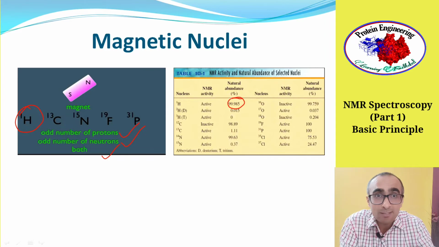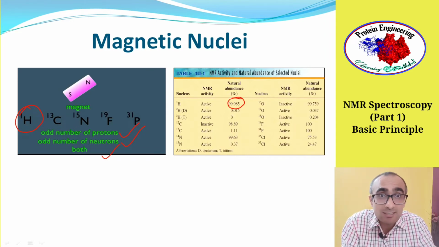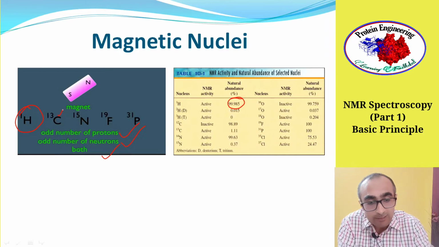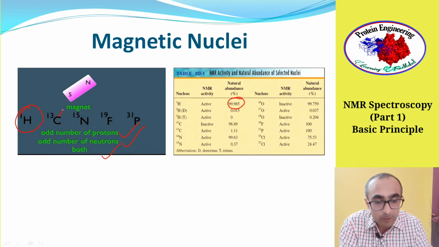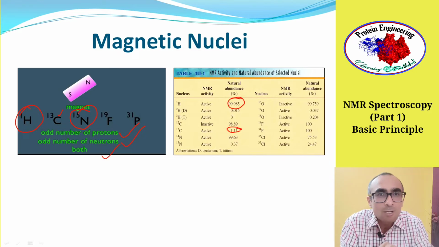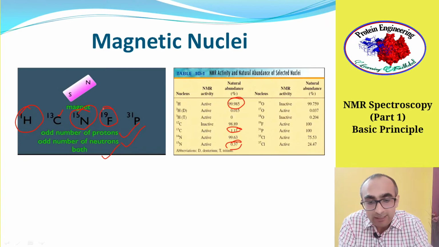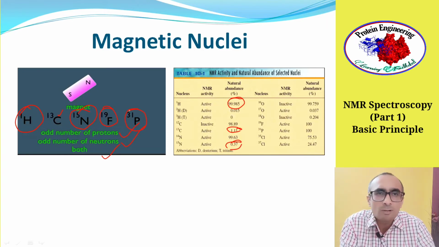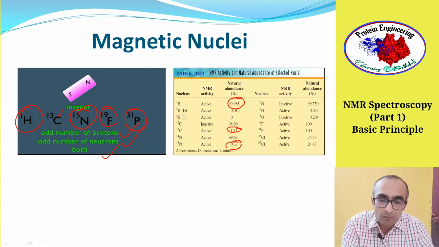C13 is also magnetically active. C12 is naturally occurring, but C12 is not magnetically active. C13 is, but the natural abundance of C13 is very low, just more than 1%. Similarly, the N15 nucleus also has a resultant magnetic moment and behaves like a magnet, but N15 is also not naturally abundant. F19 and P31 are other nuclei which are magnetically active, and those are abundant in nature.